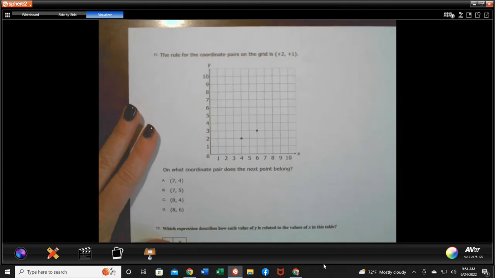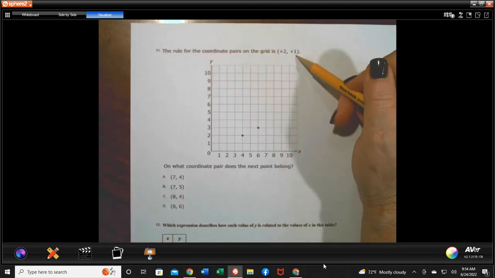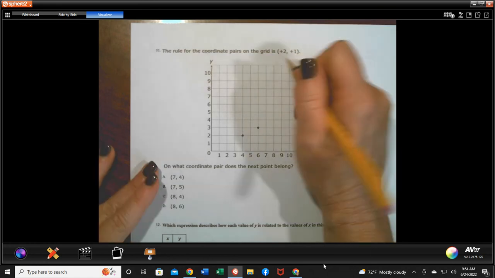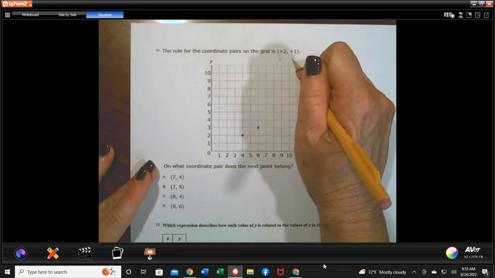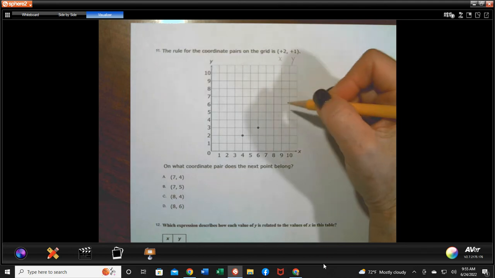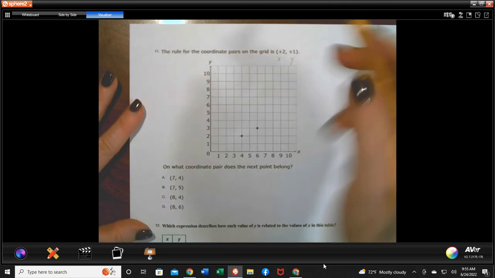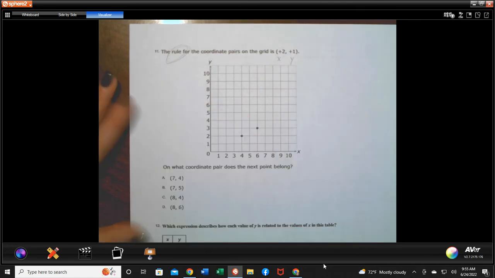The rule for the coordinate pairs on the grid is +2, +1. That means on the x-axis, we're adding 2 each time, and on the y-axis, we're adding 1 each time. So on what coordinate pair does the next point belong? So again, we're getting a rule. So rules and patterns are synonymous.